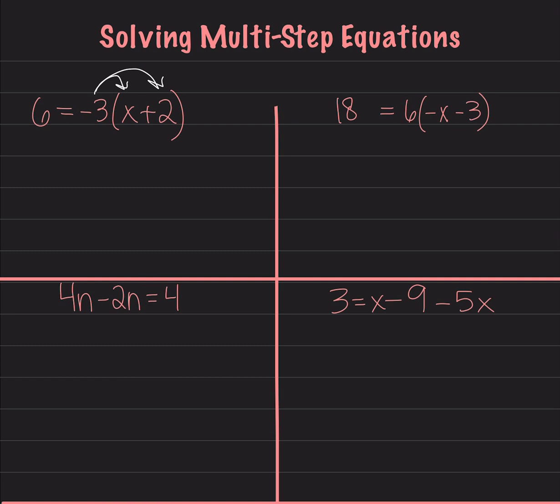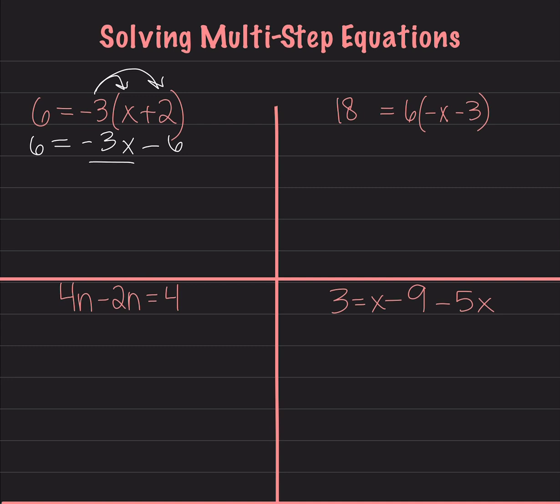This means we basically take the -3 and we multiply it by the x and the positive 2. So, our equation would look like 6 equals -3 times x is -3x. -3 times positive 2 gives us -6. Remember that a negative and a positive number equal a negative number. This is why we have -6. Now that we've simplified it, on to the next step.